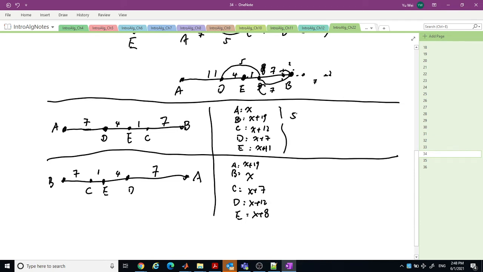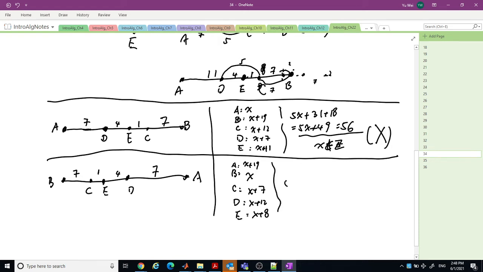So this is 5X plus 31, right? Plus 31 plus 18. This one is 5X plus 49 equals 56. So you can see here X is not an integer, right? It does not belong to the integers. So this case is not the case.